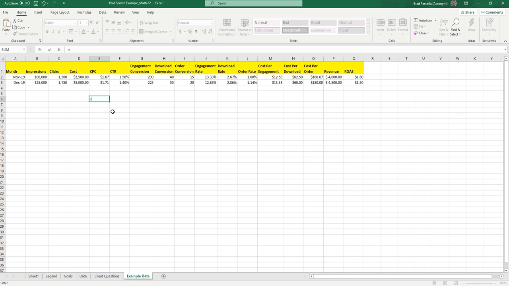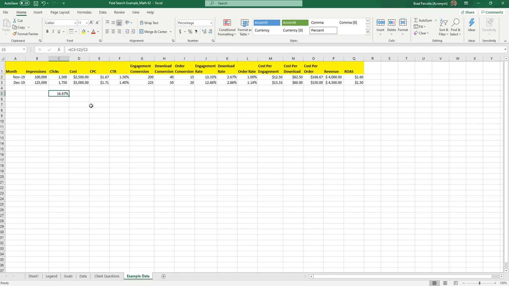If I am going to see how December performed in terms of clicks versus November, I take December's clicks minus November's clicks, close the parentheses, and divide that again by November's clicks. That tells me, and I'll put it in a percentage, that you have a 16.67% increase in clicks month over month. So December is performing better simply in terms of clicks. You've gotten more clicks. That doesn't take into account all the other metrics.